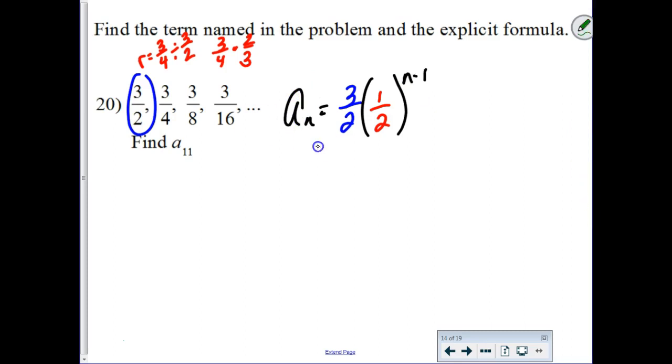Now, if I want the 11th term, I can use this handy formula I just came up with. The 11th term is 3/2 times 1/2, and then to the 11 minus 1 power, better known as the 10th power, because you're going to have to hop 10 times away from the first term, right?